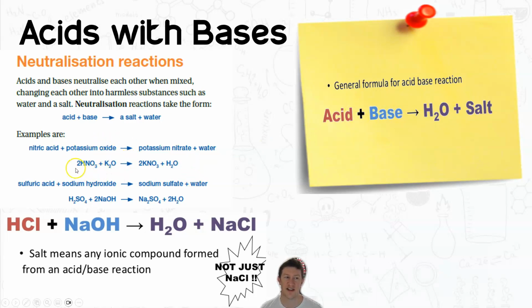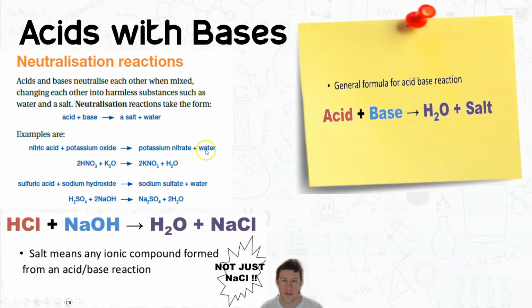So if we consider this first example, we've got nitric acid plus potassium oxide. HNO3 is nitric acid. Ignore the two, remember that's just balancing. And K2O is potassium oxide. This links back to what we talked about earlier in terms of ions, because if we look at what kind of ion potassium and oxygen would form, we will see that we need two potassiums in order to neutralize the charge of one oxygen. So we would know that K2O is the chemical formula for potassium oxide.